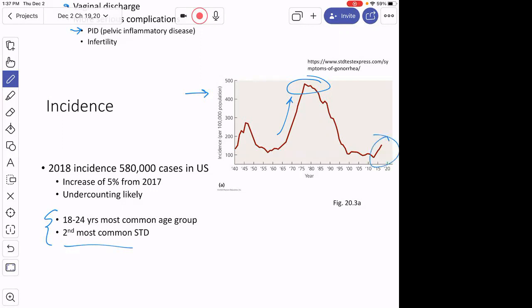An uptick lately, I read an article about why they think that is. Number one, people aren't as afraid of AIDS anymore. And it pointed to maybe all these dating apps that allow people to hook up easier. I don't know. But incidence, I think, is going up. 2018 was the latest year that I had figures for: 500,000 cases in the US, likely underreported, because a lot of times people don't even know they have it. So it's something to be aware of.